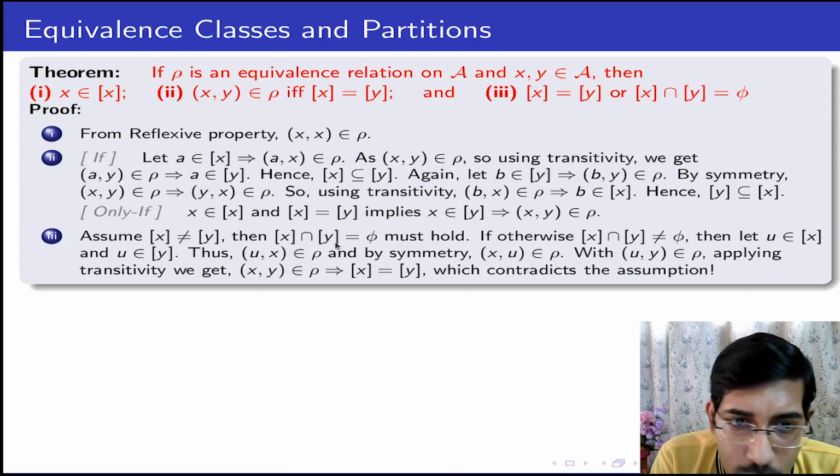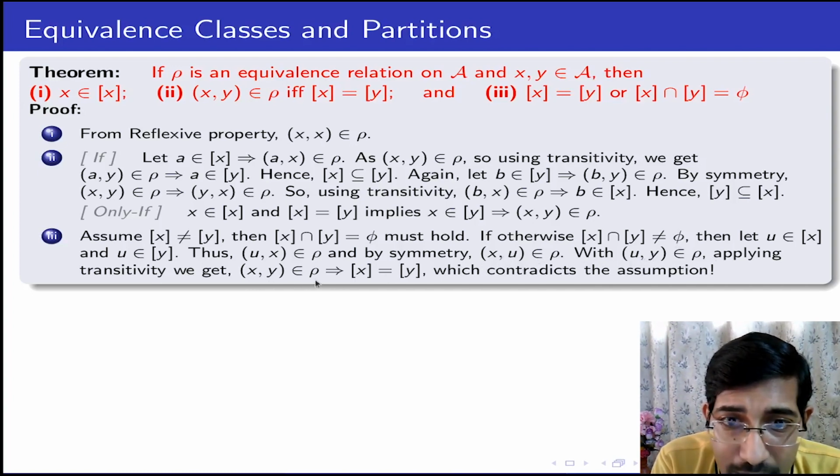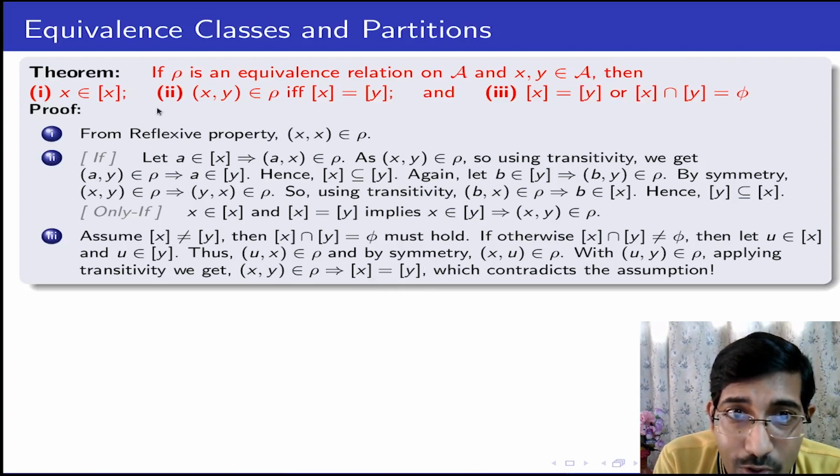Now, u belongs to y2. So, I know that uy belongs to rho. So, using transitivity, xu and uy give me xy belongs to rho. And xy belongs to rho gives me that these two classes, x and y, are equal, because I have already proven this using the second proposition of the theorem.